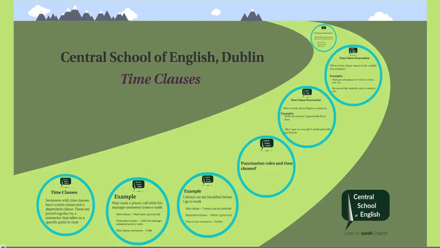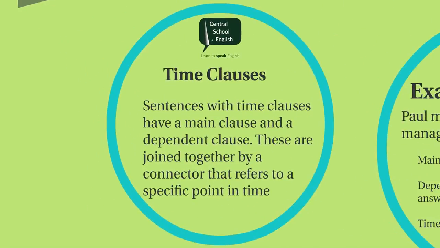In this short video, we will learn about time clauses in English. Sentences with time clauses contain a main clause and a dependent clause. These two clauses are joined together by a connector. A connector is a word that refers to a specific point in time.